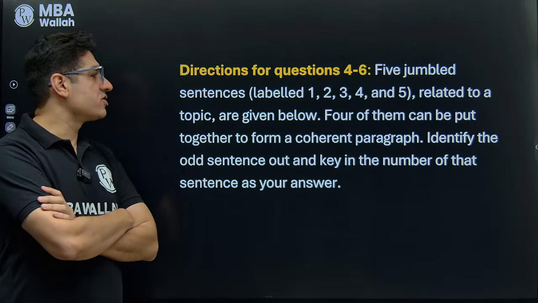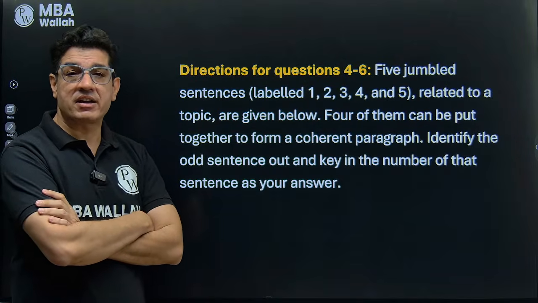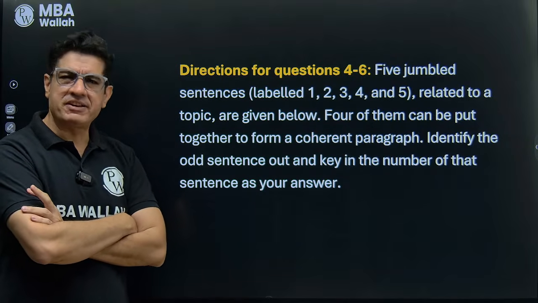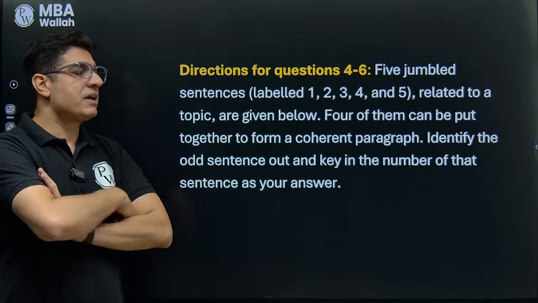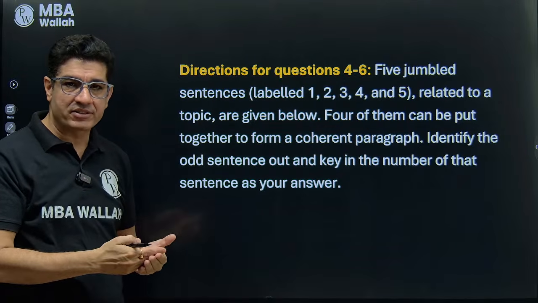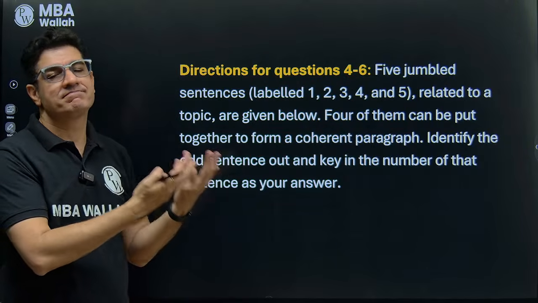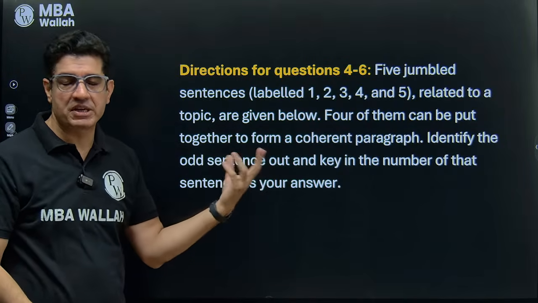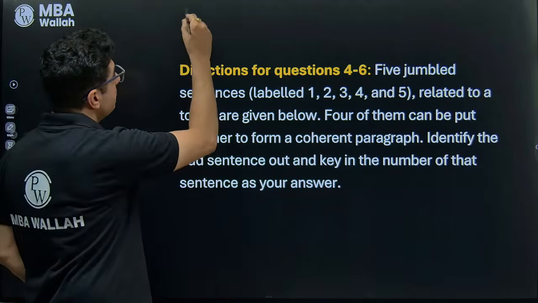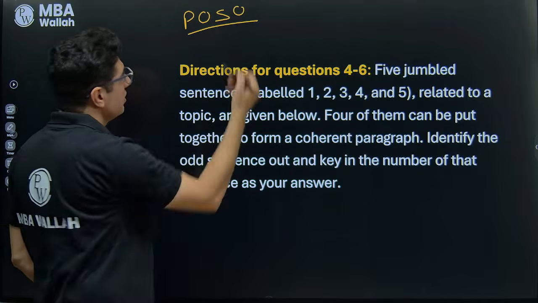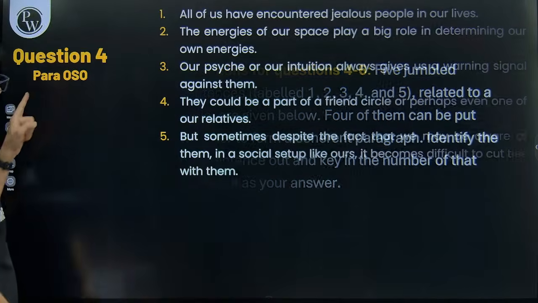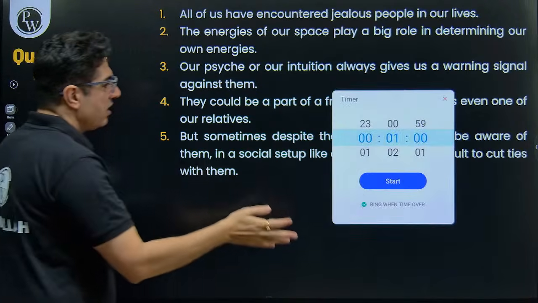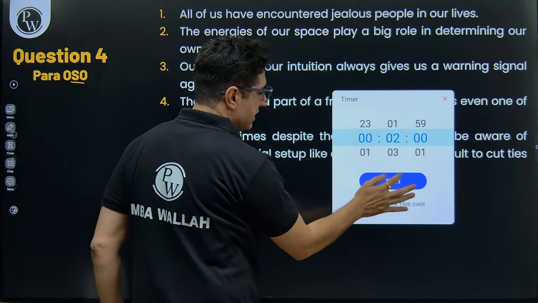So these are the directions for a question type that we know as paragraph odd one out. So the examiner gives us 5 sentences, 4 of them are somehow connected together, whereas one is the odd one out, and that is why paragraph odd one out, or to be even more appropriate, paragraph odd sentence out. So whenever you see this, you know that I'm talking about odd one out or odd sentence out. Let me begin the timer for you and then let's get cracking.